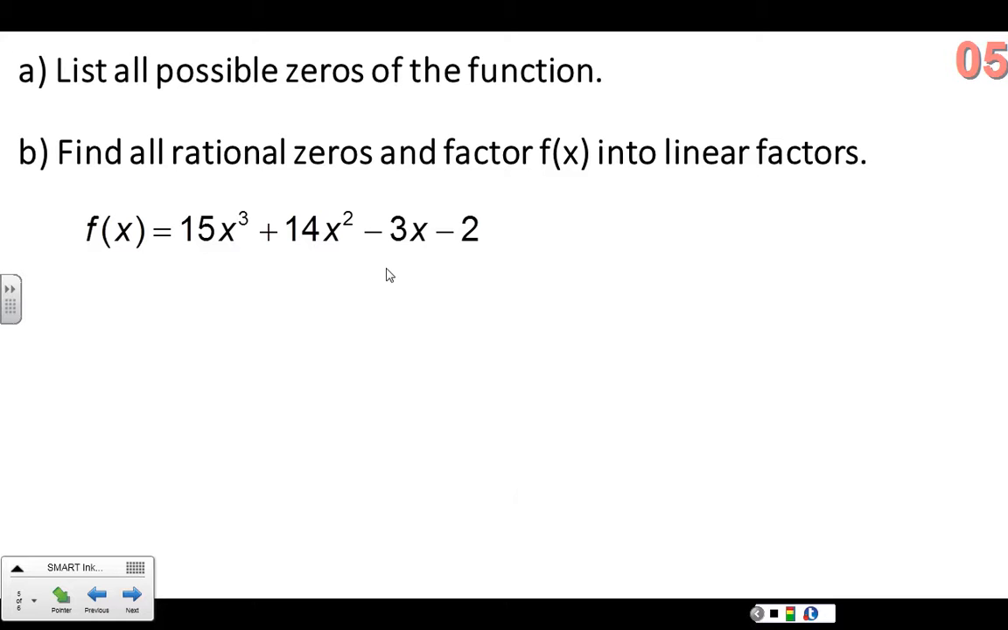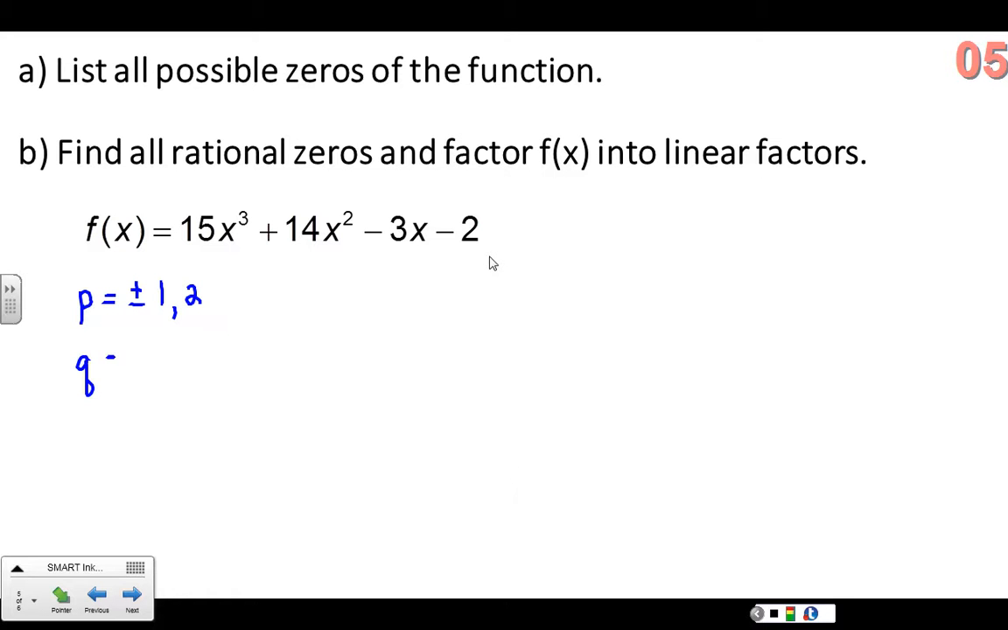List all the possible zeros of this function. So again, f of x equals 15x cubed plus 14x squared minus 3x minus 2. So p will be all the factors of the constant. So we've got a negative 2 here. So the only numbers that will go into 2 are 1 and 2.